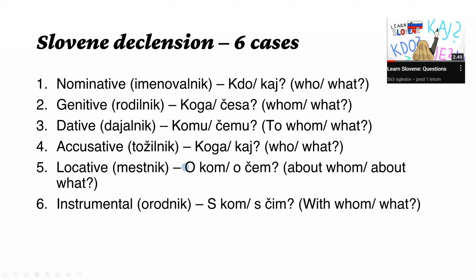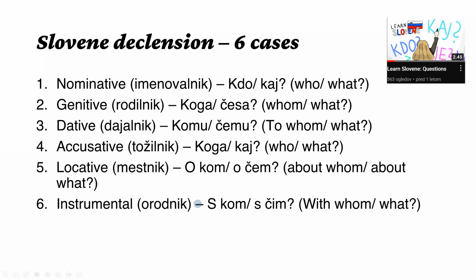Okay, so what are declensions? I'm sorry about my pronunciation. We have 6 cases, which are called nominative, genitive, dative, accusative, locative, and instrumental in English. And in Slovene, these are called imenovalnik, rodilnik, dajalnik, tožilnik, mestnik, and orodnik.